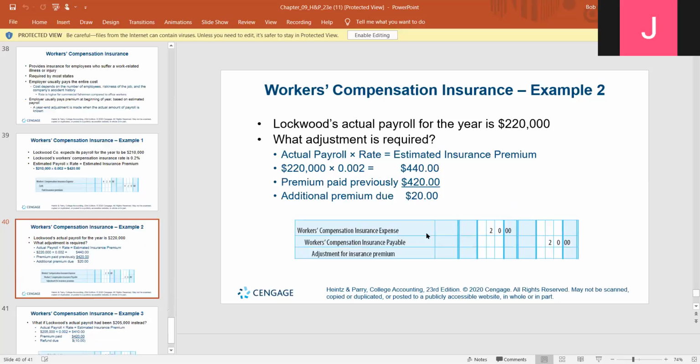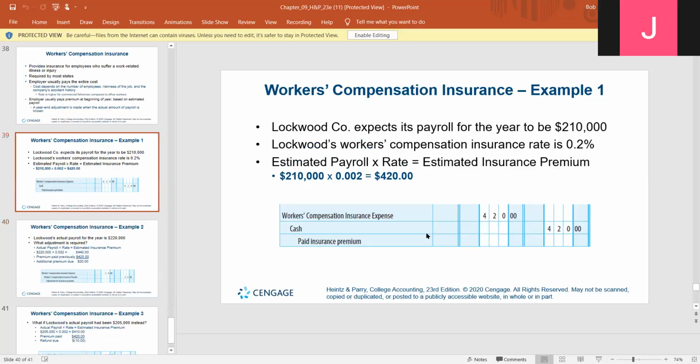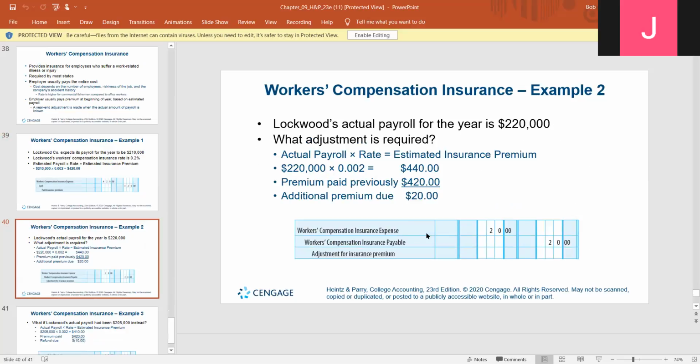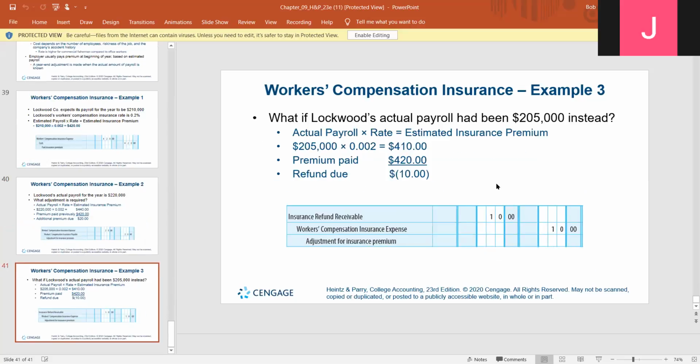Then, at the end of the year, you see how close you came to your estimate. He estimated 420, and it actually came out to be 440. So that's an additional expense you have to bear, $20. If it went the other way, you'd have income of $20. You'd be getting a refund. And that's what they're showing you here, going the other way.